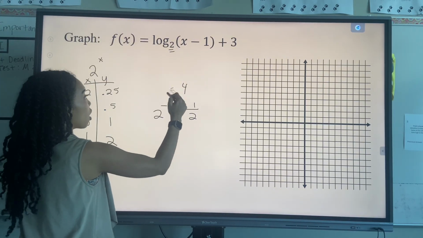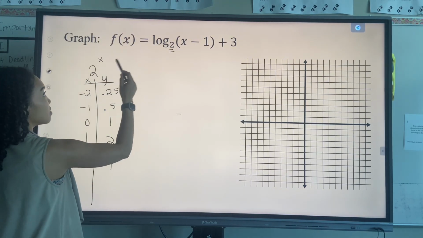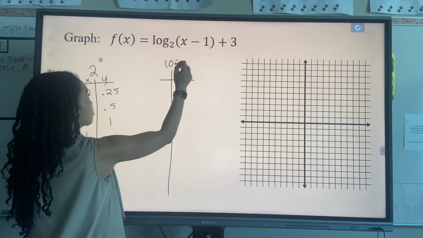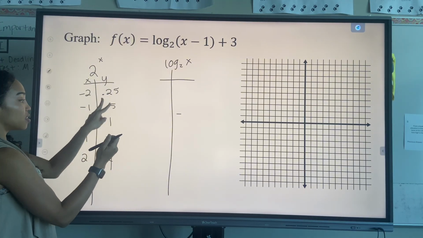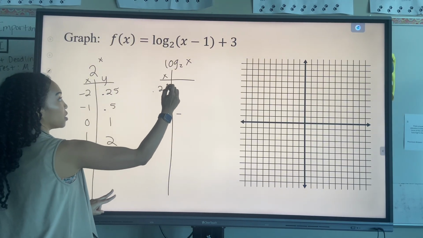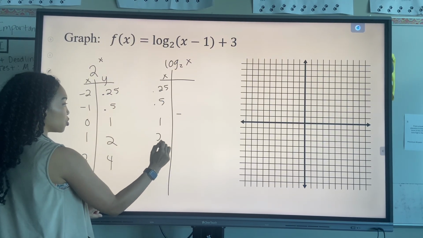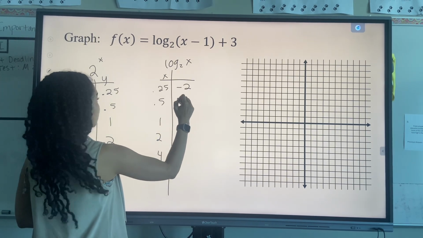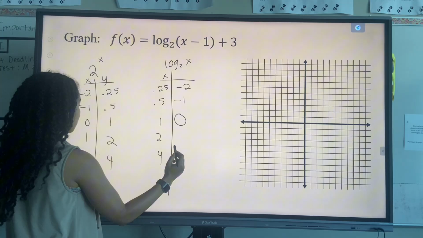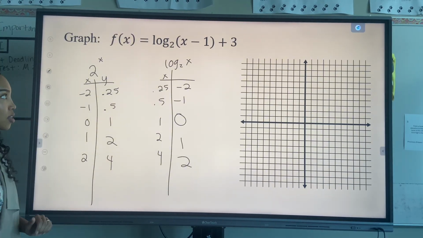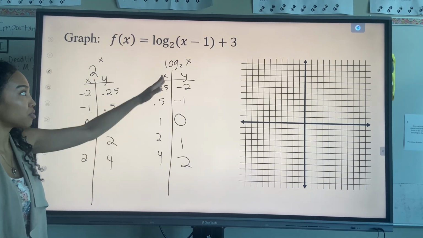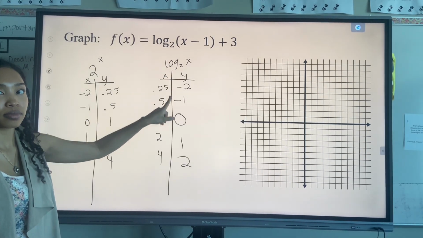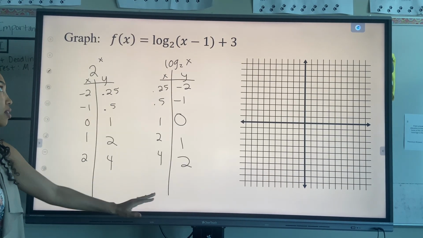However, when you have a log with the same base, your base is 2, all you have to do is flip this graph. So this is your new x column, 0.25, 0.5, 1, 2, 4. And then these are your new y values, negative 2, negative 1, 0, 1, and 2. So this is your new parent function table for log base 2. So this is what we're using.